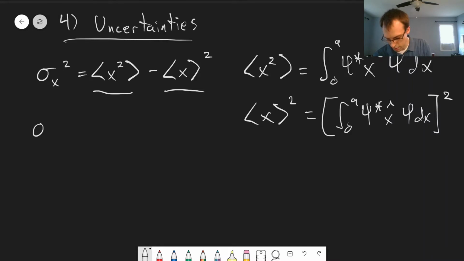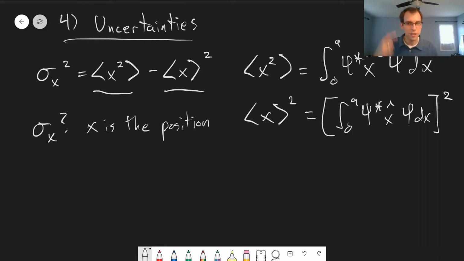What's the uncertainty in the position? x is the position. If this were a classical object, we'd say 0. We know exactly where the particle is at all times. But in quantum mechanics, that's not true. And so we can go ahead and calculate this by using this formula that we have.